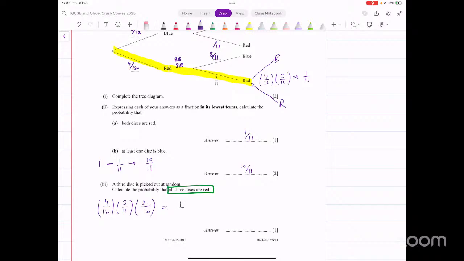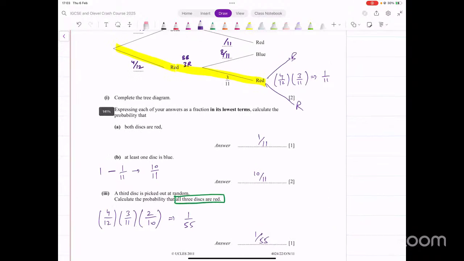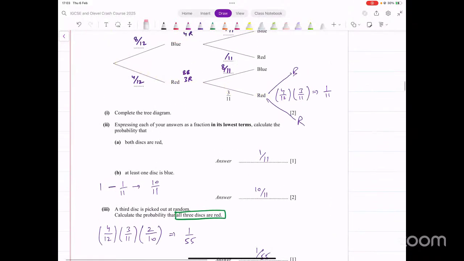You can put this on your calculator as well, because this is from the calculator paper. You can put this on your calculator. You should get 1 out of 55 from this. And that's the final answer that you were looking for here. All three are red. All right. I hope that makes sense.